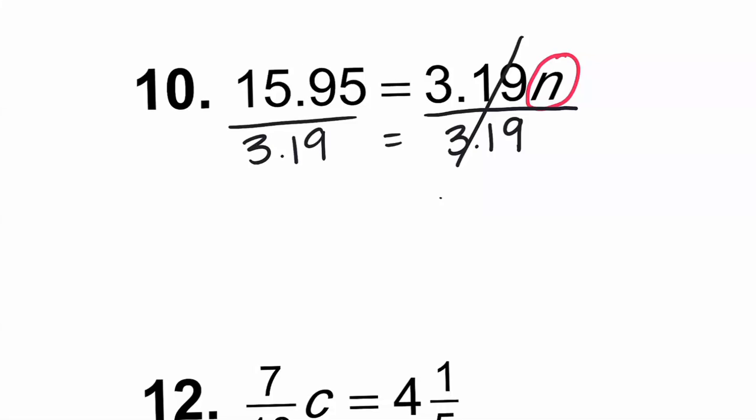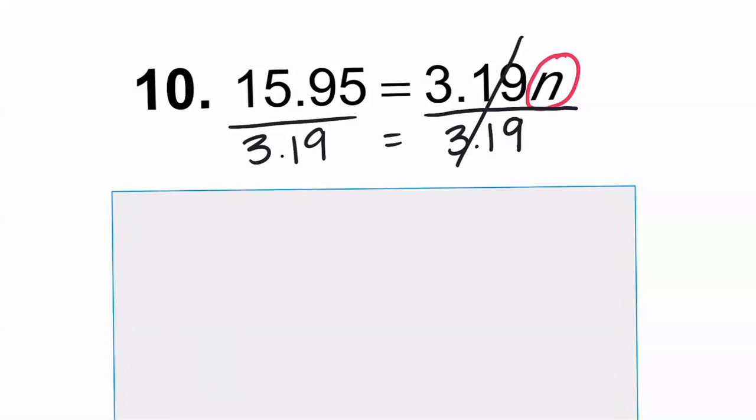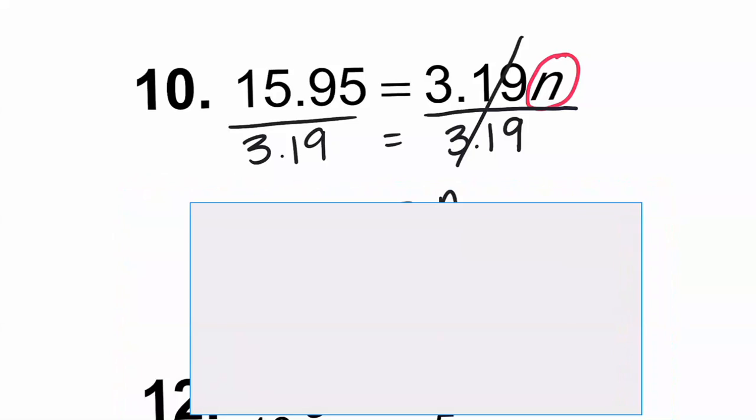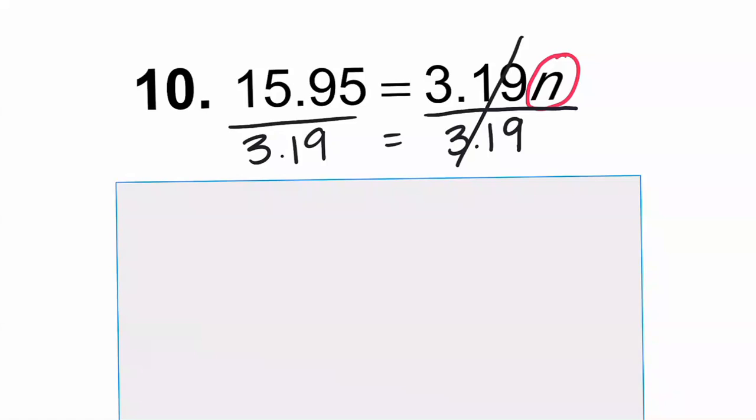Okay, n is now by itself. We just need to find the quotient. So I'm going to give myself a little piece of paper here so that I can do this math problem. Okay, we are going to do some dividing with decimals. It tells us 15 and 95 hundredths divided by, so I'm going to write it as a number sentence, divided by 3 and 19 hundredths.